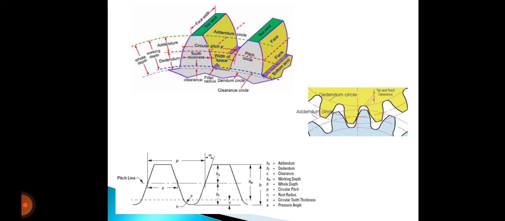So, in this diagram, this is a part of the gear tooth. All these are shown with the help of this diagram: the addendum, dedendum, face, flank, face width, addendum circle, dedendum circle, pitch circle.